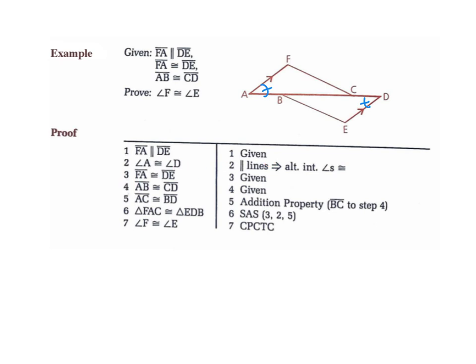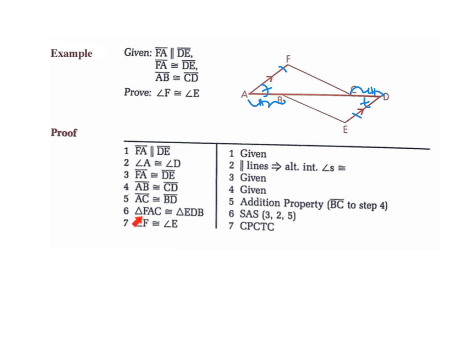I'm further given that FA is congruent to DE and AB is congruent to CD. Well, that's not one of the sides of the triangle, but from that I can conclude that AC is congruent to BD by the addition property. I'm adding BC to both of these segments here. So now I know that AC is congruent to BD.